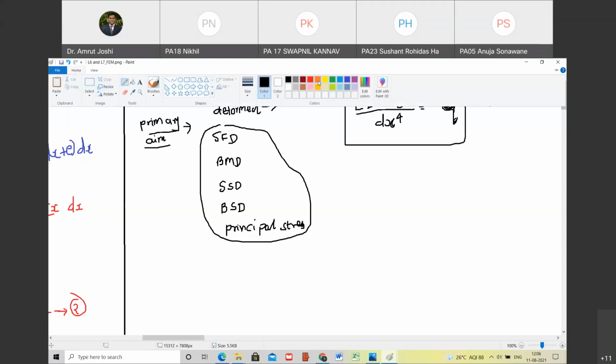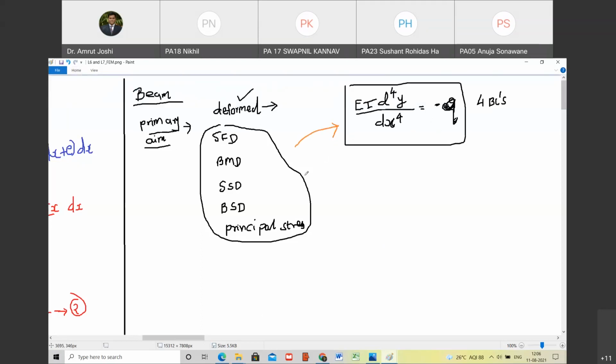So one of the approaches to follow is this. I can follow this approach and I will get the deformed shape. Once I get the deformed shape, I can find out SFD and BMD. Why? Because EI d³y by dx³ is SF, and EI d²y by dx² is BM. So once I get SFD and BMD, I can draw the shear stress distribution diagram and the bending stress distribution diagram. I can find out principal planes and principal stresses. Everything is done. Are you with me? Yes, sir. So this is one approach to solve this governing differential equation.